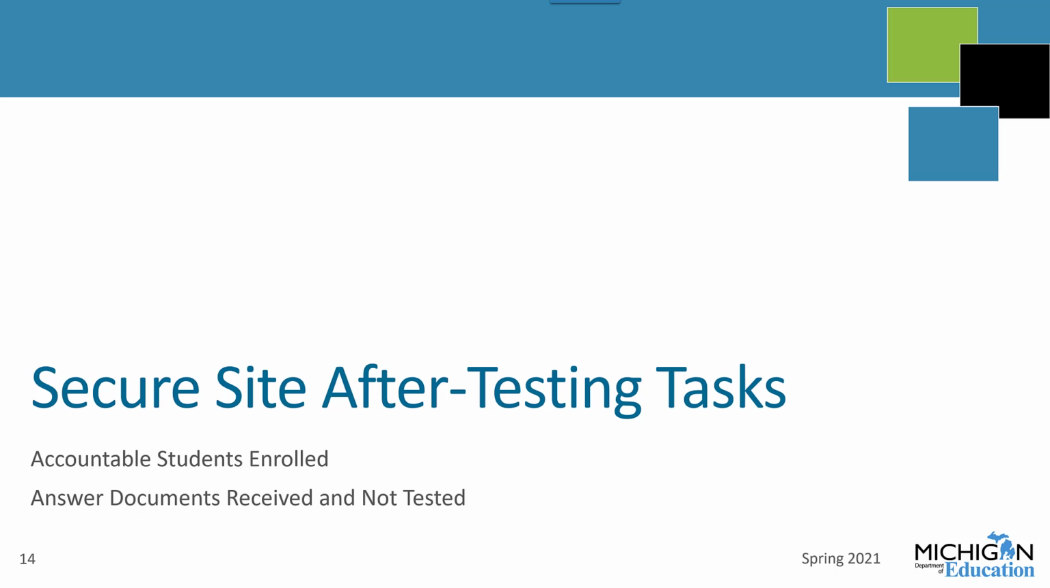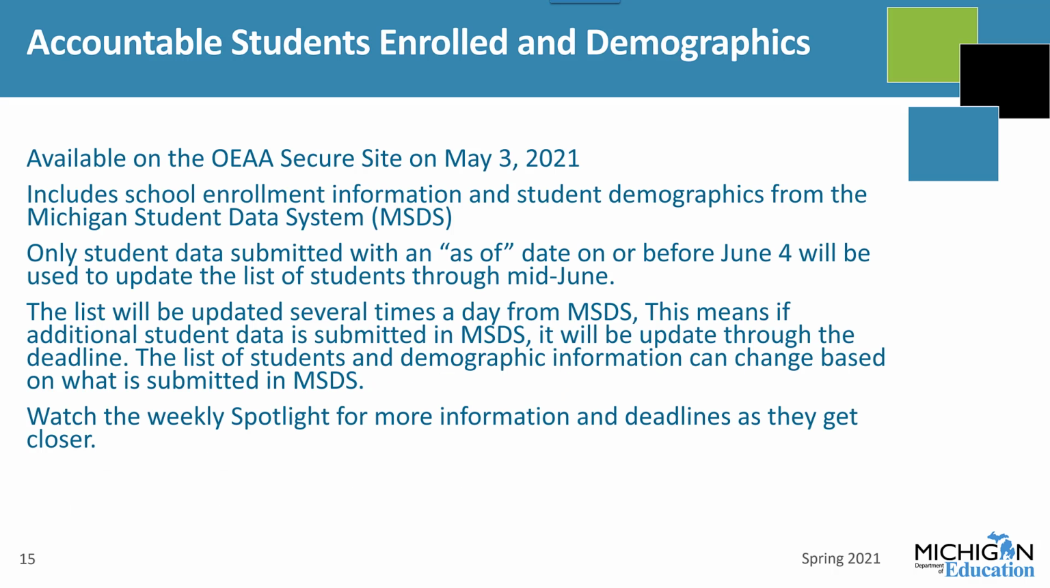After testing is completed, there are some important tasks that need to be done in the secure site. You'll need to log into the secure site and review the data that is posted and verify that everything is correct. In this section, we will review these tasks. Accountable Students Enrolled and Demographics is the screen in the OEAA Secure site where you can look at the list of students who are expected to test for your school or district for your accountability ratings. The demographic information for students is also on this page.